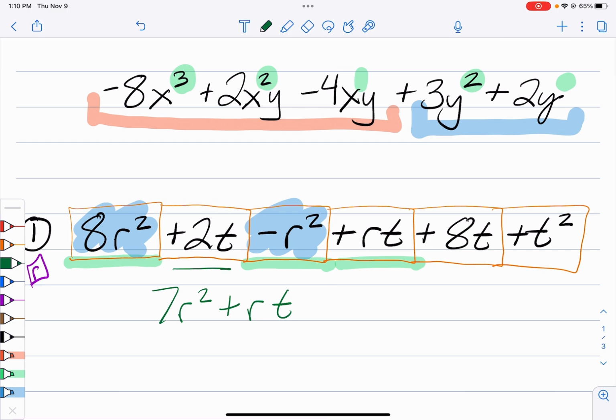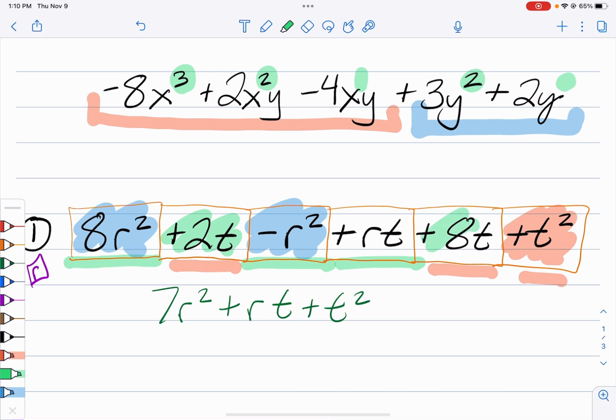These terms here have just T's. So this is going to be the second half of our answer. So we have a highest exponent of a t squared. So that's this one right here. So I'm just going to add a plus t squared. Then we have a 2t and an 8t, and that gets us a 10t. So we have now written all of our pieces. Everything that has an R came first, and then everything that just has a t is second.